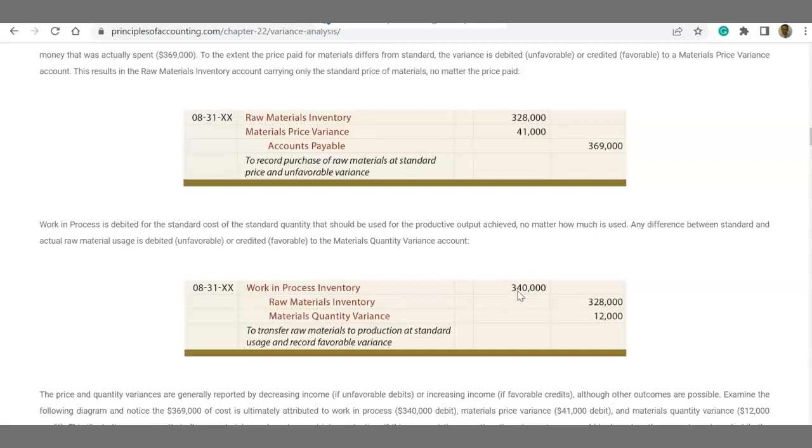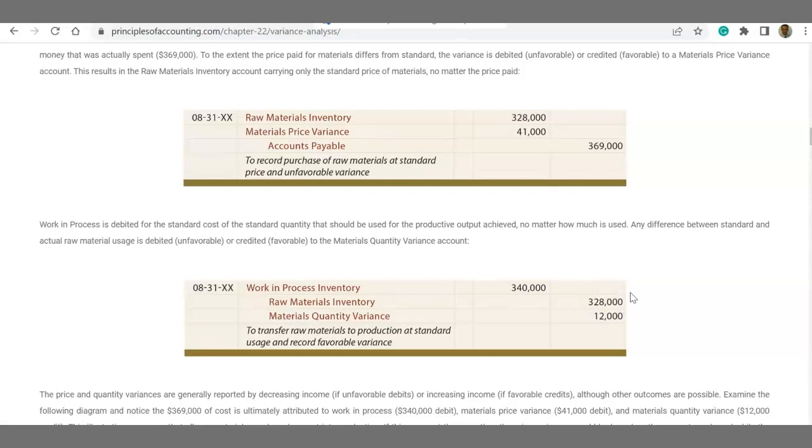So now we are going to put in the work in process inventory $340,000. And raw material inventory, we credit it for $328,000. Remember here we put raw material for $328,000 in the inventory to increase the inventory that we purchased.